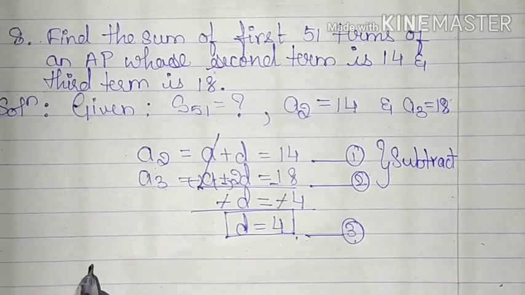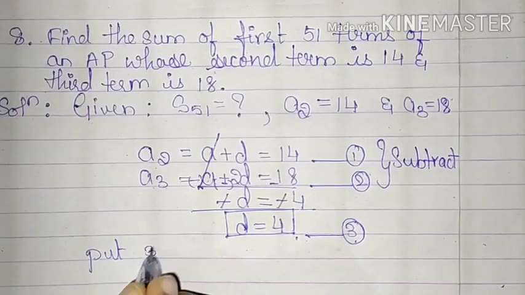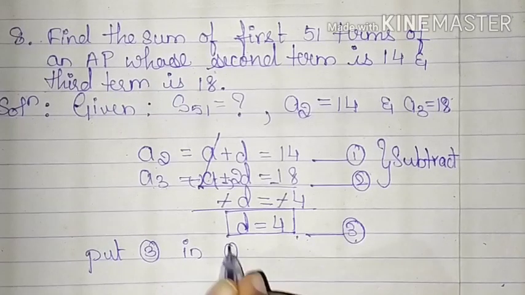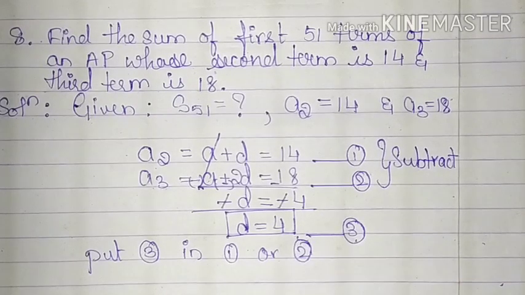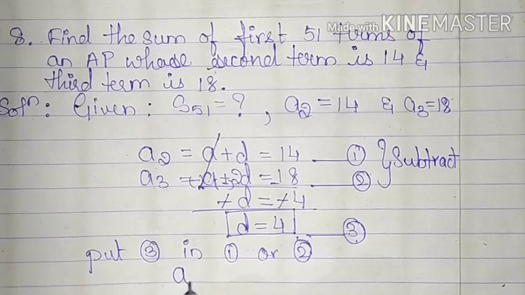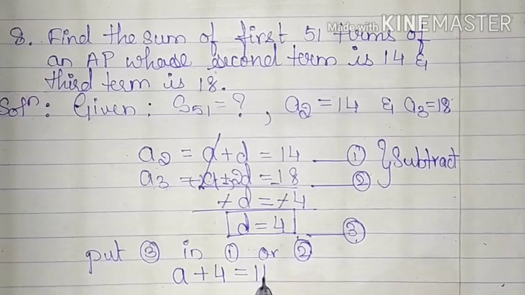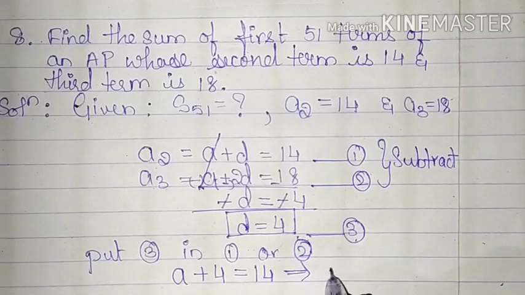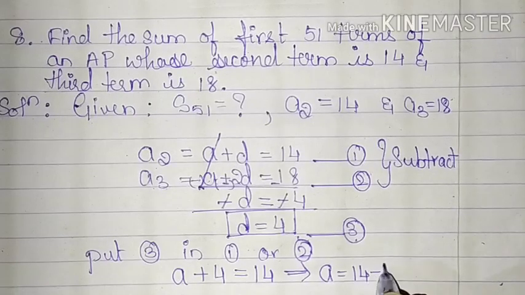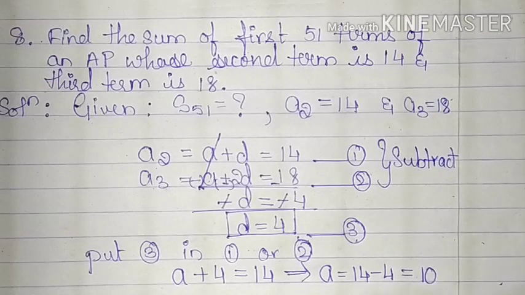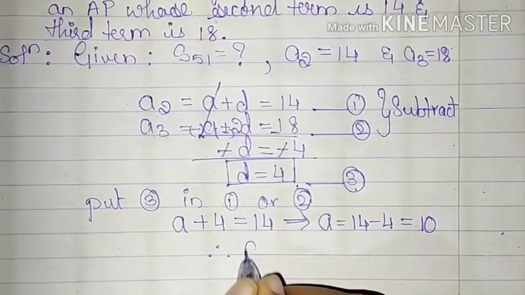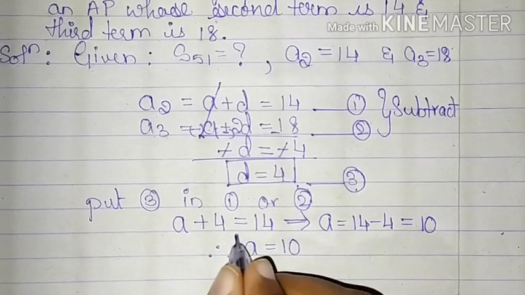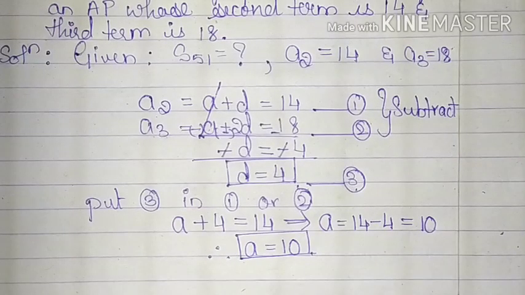Now to find the value of A, put 3 in 1 or 2. I'll put D is equal to 4 in equation 1. That is A plus 4 is equal to 14. This implies A is equal to 14 minus 4, which is equal to 10. Therefore, A is equal to 10 is our answer. So now we got the values of the first term of the AP, that is A is equal to 10 and the common difference D is equal to 4.